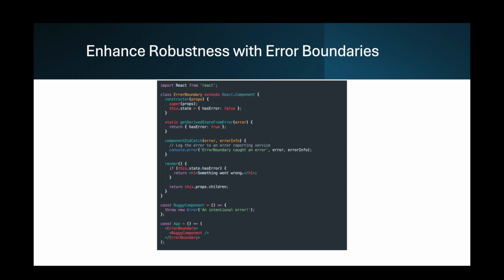Next, we have componentDidCatch, which has the error and error info, and we just console.error for us, logging the error for error reporting services. And then finally, the render method, which if this.state.hasError, will return something went wrong. If not, it will just return the children. And here is our buggy component constant, where I am throwing an error saying some error happened. And finally, inside the app, we'll add the error boundary and the buggy component inside there, just in case there is an error.